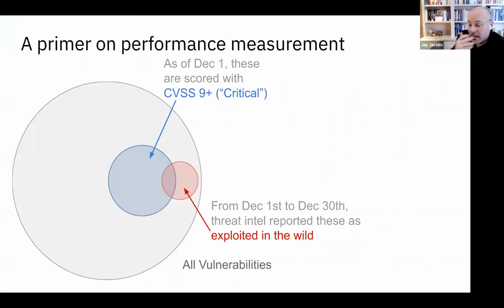Basically, creating a Venn diagram here, the gray circle is all the vulnerabilities that we can look at. And then red are things that are being exploited in the wild.